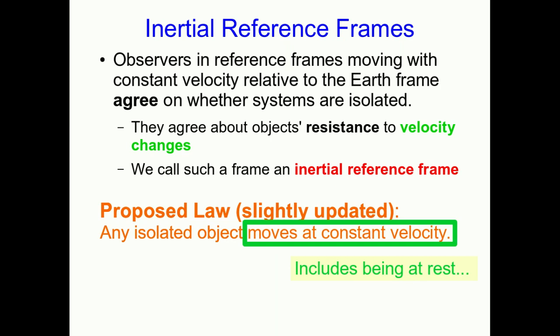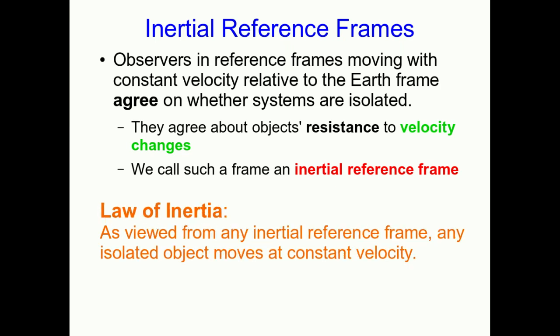But we can improve this further. We can make it more powerful because of what we just found out about different observers in inertial frames. We can say that as viewed from any inertial reference frame, any isolated object moves at constant velocity. And I will now not have to mess with this law anymore. This is as general and as absolute a law as we know of in physics.